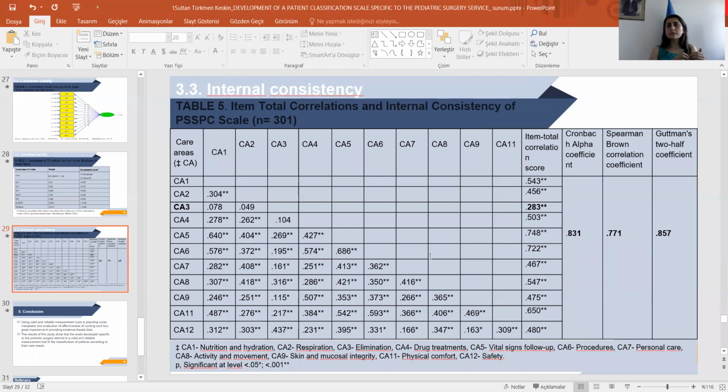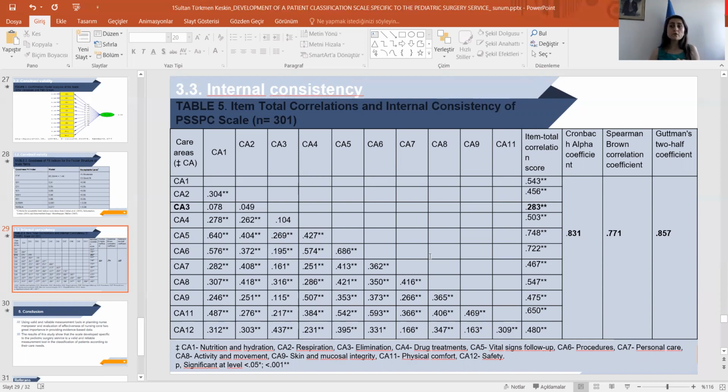The analysis of internal consistency reliability was done with the data from 301 patients. Cronbach alpha internal consistency and Spearman-Brown and Guttman split-half reliability coefficients of the scale were found to be 0.831, 0.771, and 0.857 respectively. These results were above 0.170, which is an accepted value in the literature.